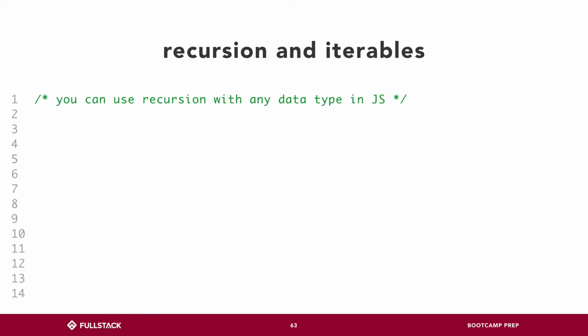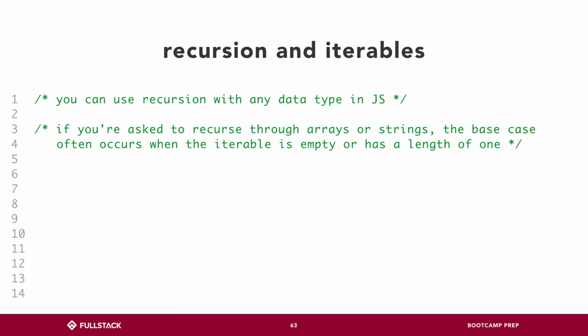Something else is that you can use recursion on data types in JavaScript. For example, if you're asked to recurse through an array or a string, then your base case often is an empty array or an array of a single length, or an empty string or a string with a length of 1.